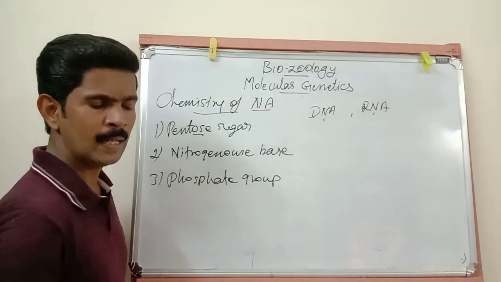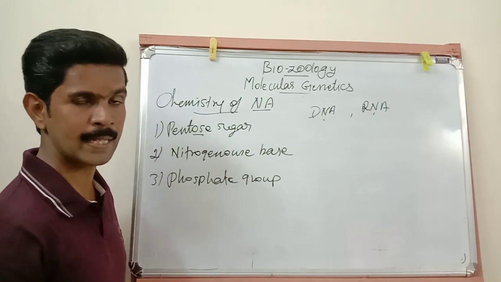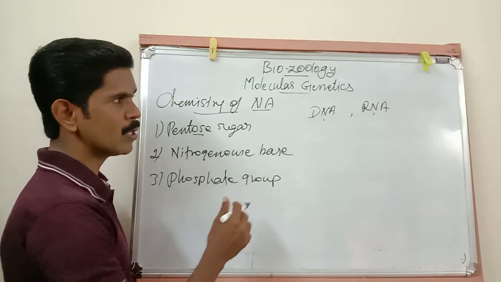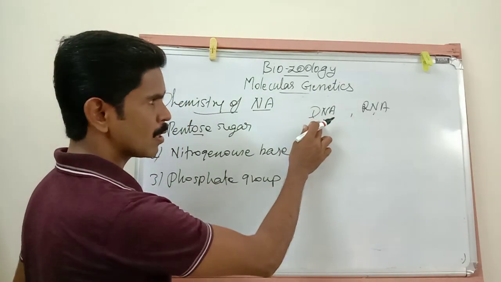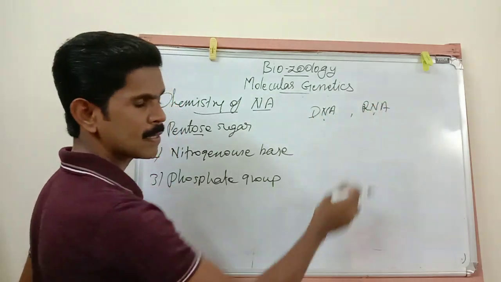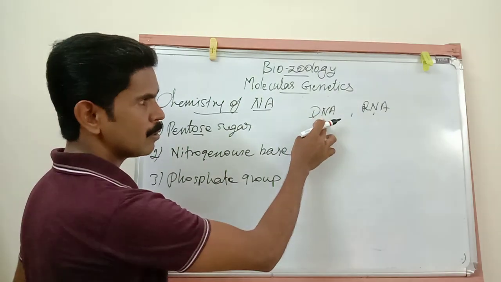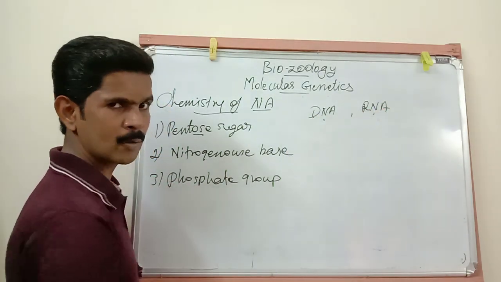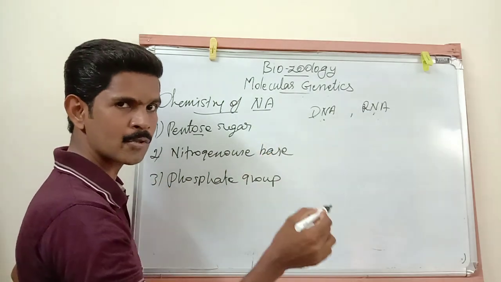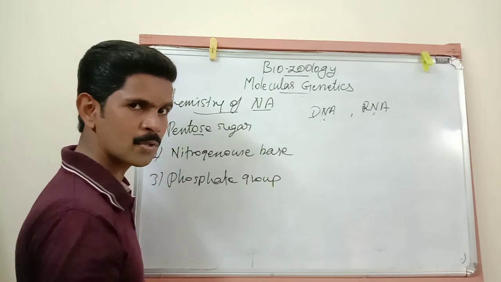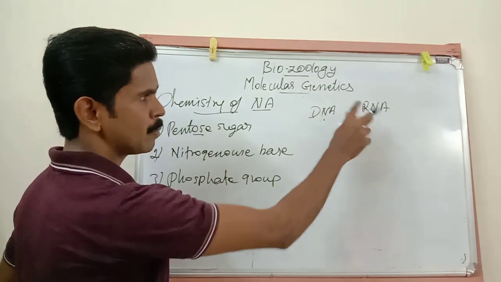In DNA, the pentose sugar is called deoxyribose sugar. And the sugar present in RNA is called ribose sugar. So deoxyribose sugar is present in DNA and ribose sugar is present in RNA. Between deoxyribonucleic acid and ribonucleic acid there is only one difference. In deoxyribose sugar, one oxygen atom is less than in ribose sugar.